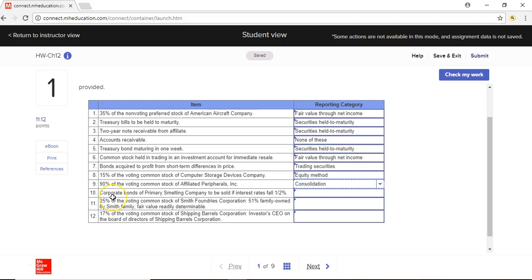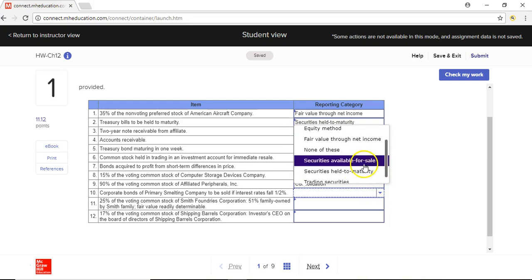Number 10, we purchase corporate bonds of a company to be sold if interest rates fall by a certain percentage. It is not held to maturity, and it is not held for price differences. So these bond investments are neither held to maturity nor trading securities. Then we put them into available for sale.